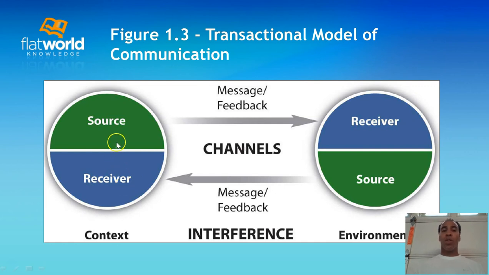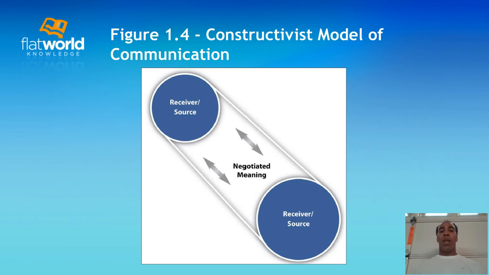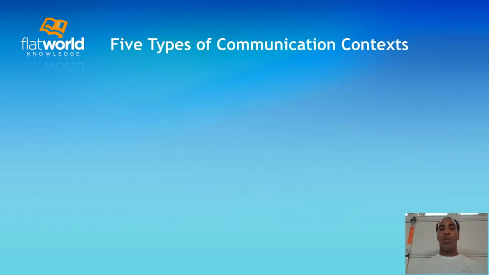Then you become the source and you say, hey, Demetrius, I didn't like the way that you did your video, and you send feedback to me. Then I become the receiver. So source to receiver, then it switches. You become the source and I become the receiver, and they have negotiated meaning. So you see both are receiver slash source, and that's how you see two-way communication.